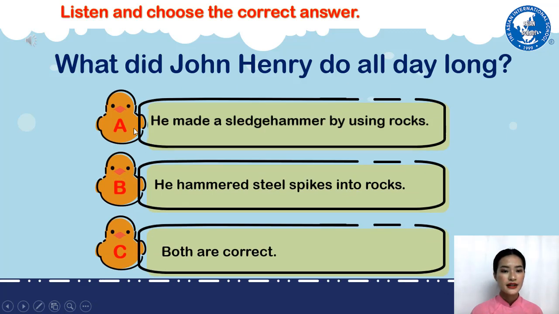A. He made a sledgehammer by using rocks. B. He hammers steel spikes into rocks. C. Both are correct. Now everybody listen and find out the answer.